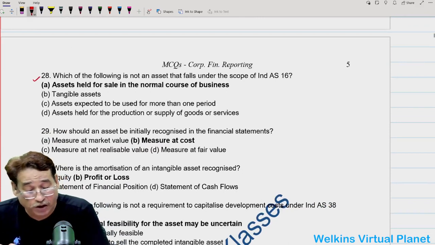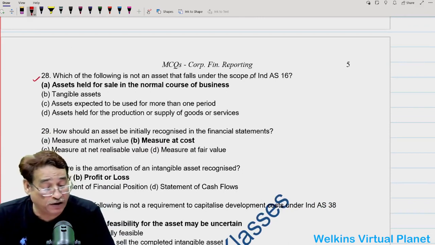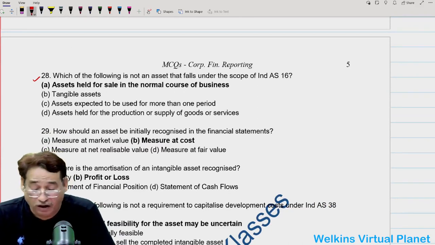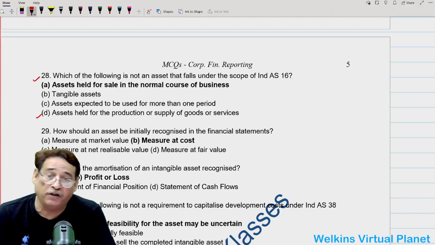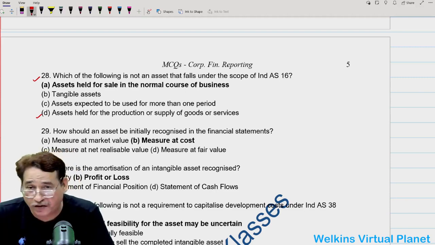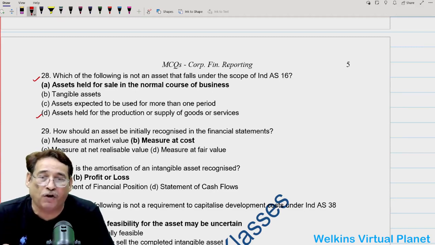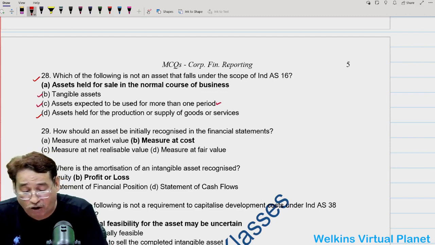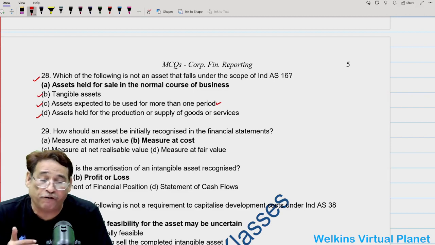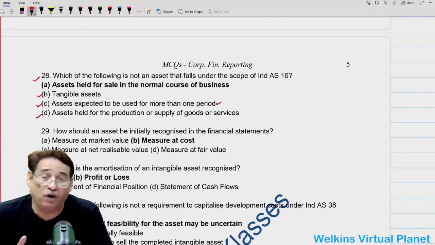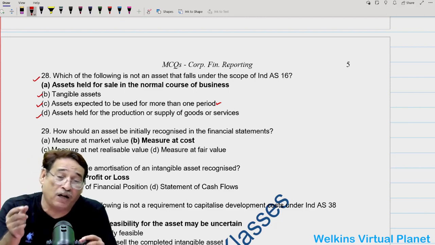28. Which of the following is not an asset that falls under the scope of Ind AS 16? Now there are lots of items given. Let me start with option D. Asset held for production or supply of goods and services. In fact, that is one part of the definition of what we call an asset. Asset expected to be used for more than one period. Tangible asset. All these three items are part of the definition of the asset as per Ind AS 16. However, asset held for sale in normal course of business, that is part of inventory.